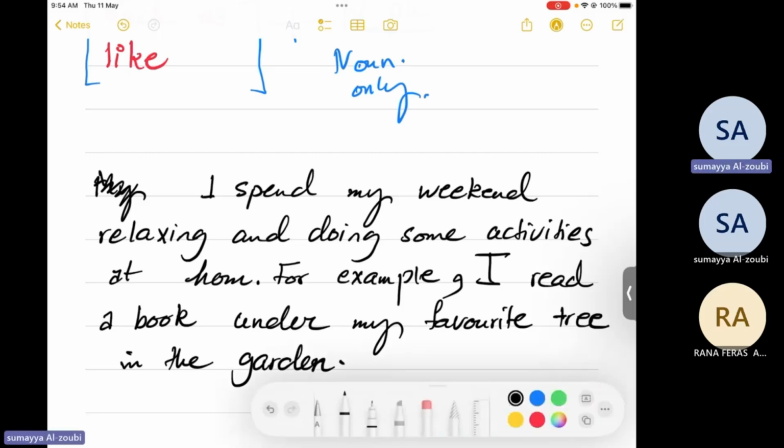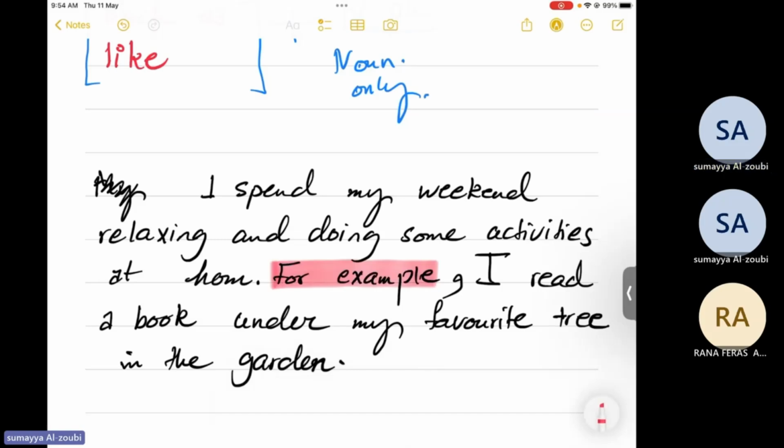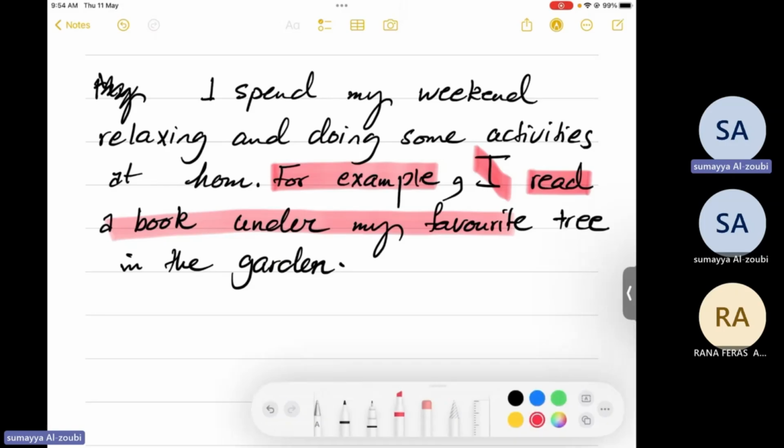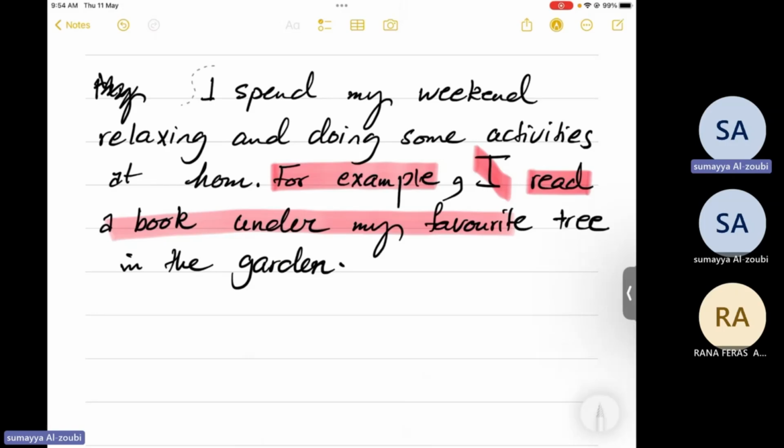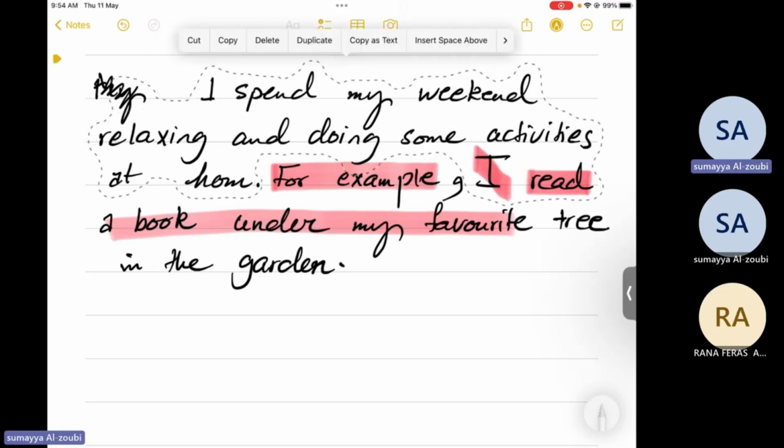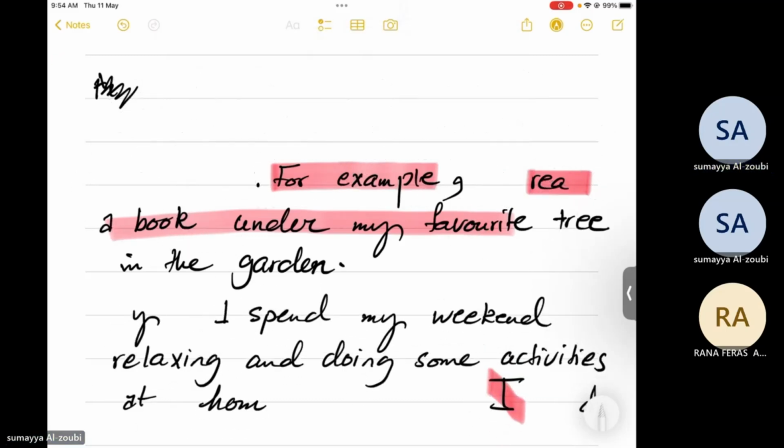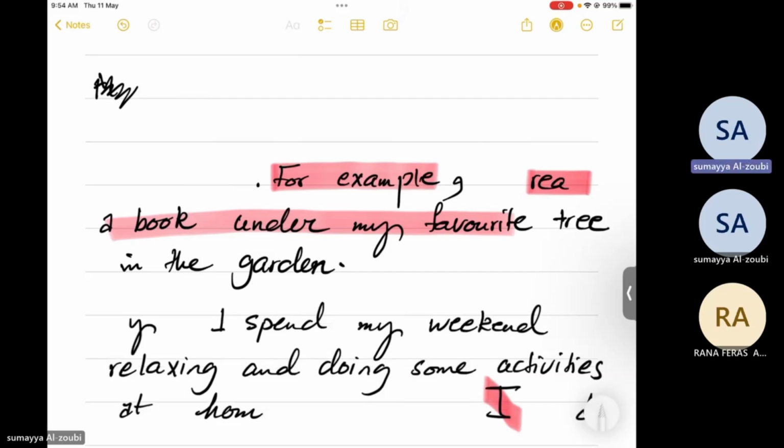What is this? I would like to draw your attention. I have used for example. For example is followed with what? Followed, look, with a subject, then a verb, then of course the rest of the sentence. But suppose that I would like to take this part, I spend, and take it here.